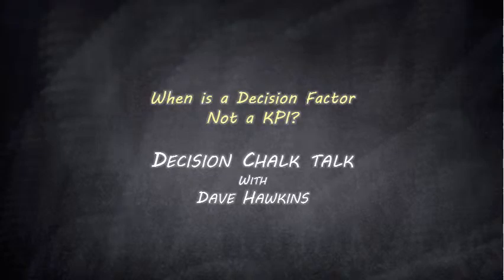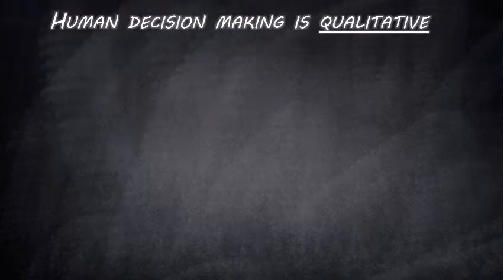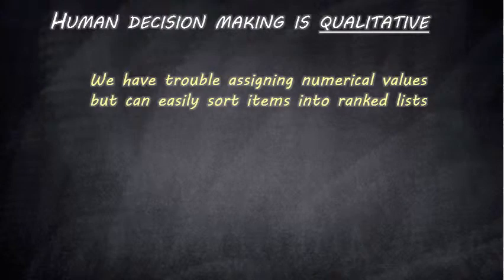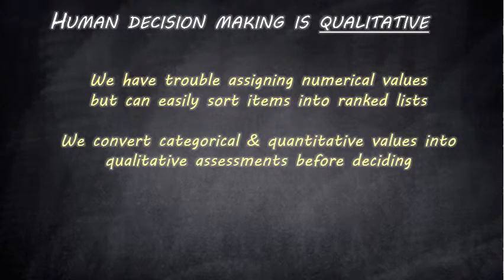So when is a decision factor not a KPI? Human decision making is qualitative, not quantitative. We have trouble assigning numerical values, but we can easily sort items into ranked lists, so we're intuitive mathematicians. And when we make a decision, we convert categorical and quantitative values into a qualitative assessment of how good something is relative to the other choices.